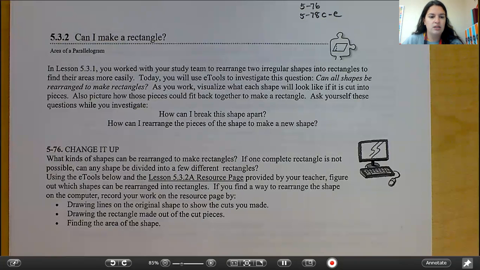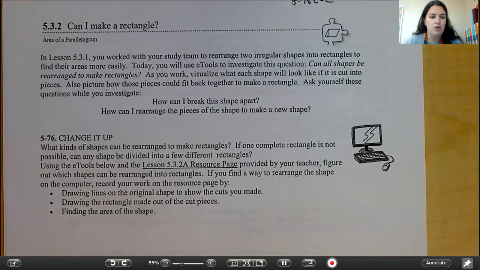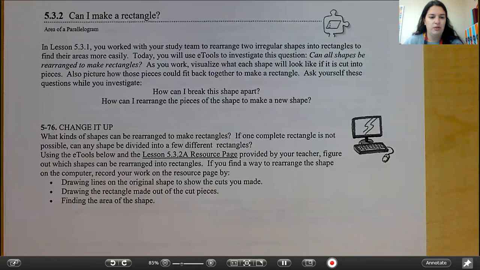Change it up. What kinds of shapes can be arranged to make rectangles? If one complete rectangle is not possible, can the shape be divided into a few different rectangles?